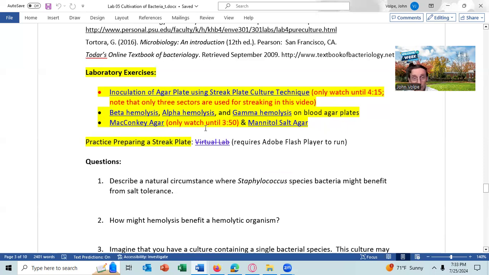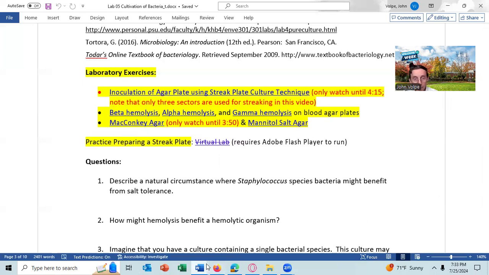Most people use either 3 sectors or 4. And then we have some videos on beta hemolysis, alpha hemolysis, and gamma hemolysis. So watch those videos. And then watch the video on MacConkey's agar. You only need to watch it up until 3 minutes and 50 seconds of the video. And then we have a little video on mannitol salt agar. The virtual lab we have on practicing preparing streak plate no longer works because it requires Flash. So after that, we're going to be doing the lab.